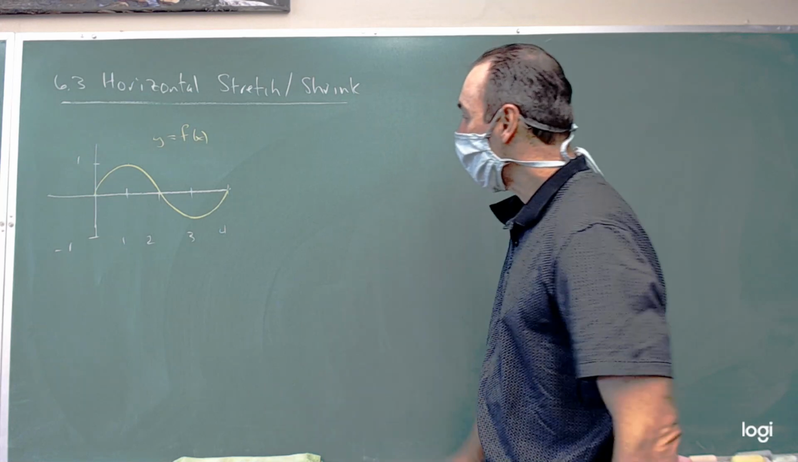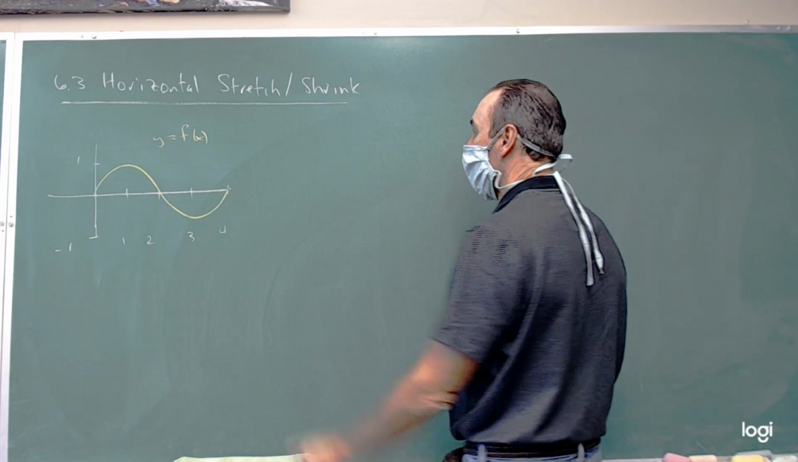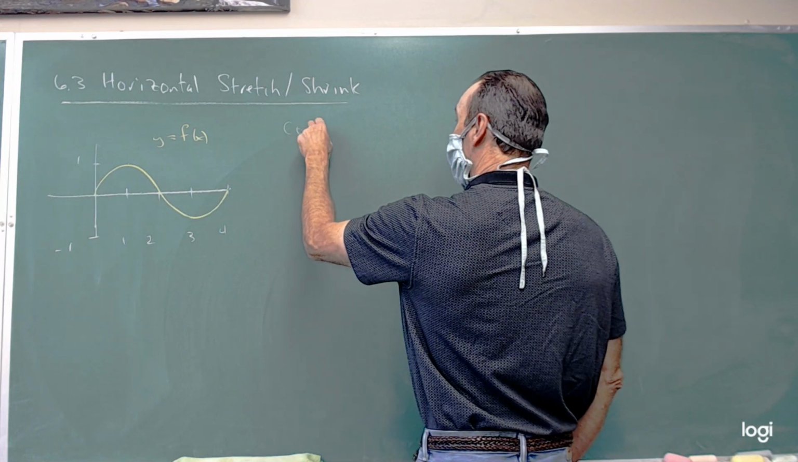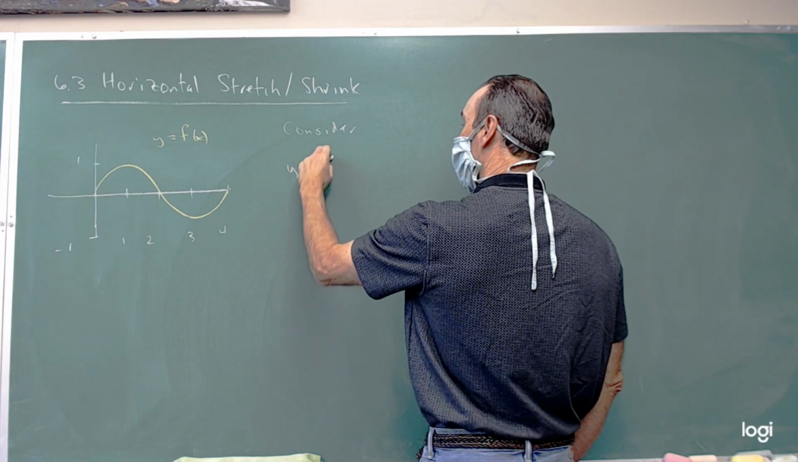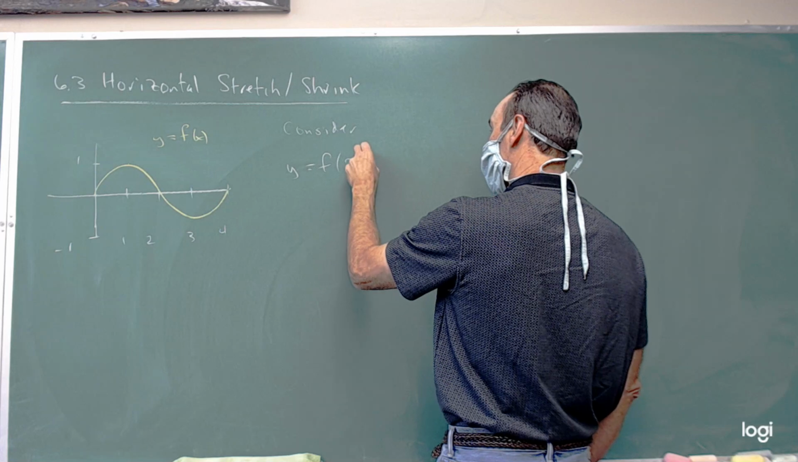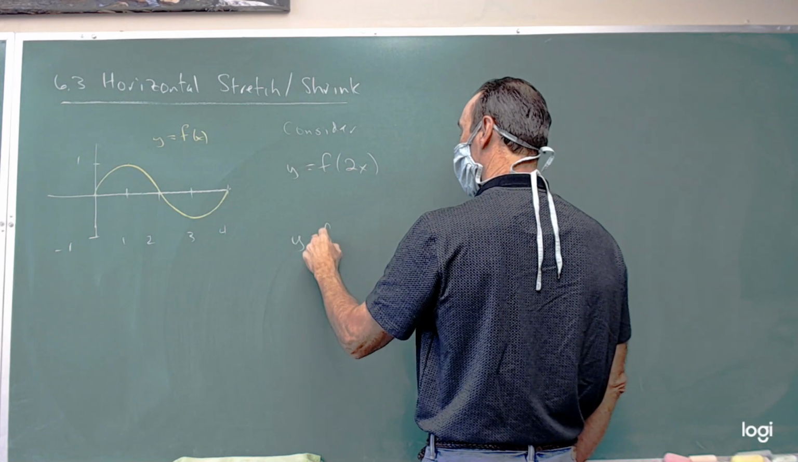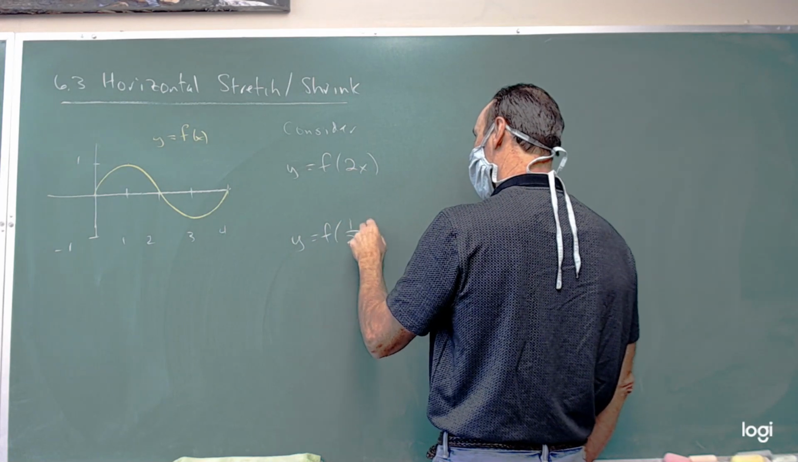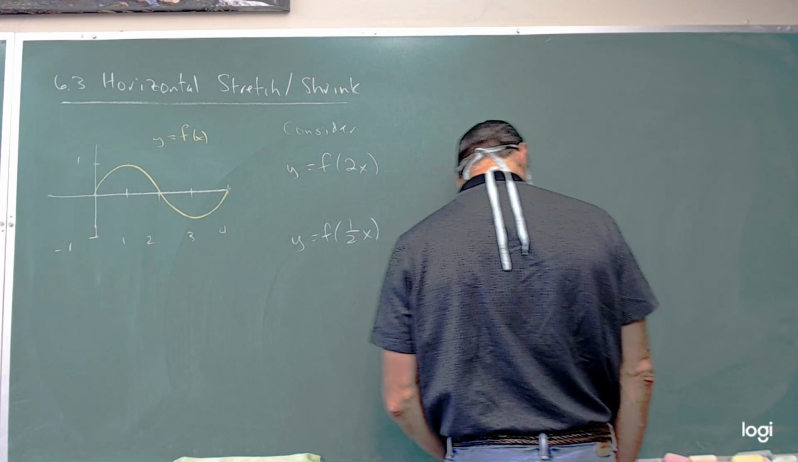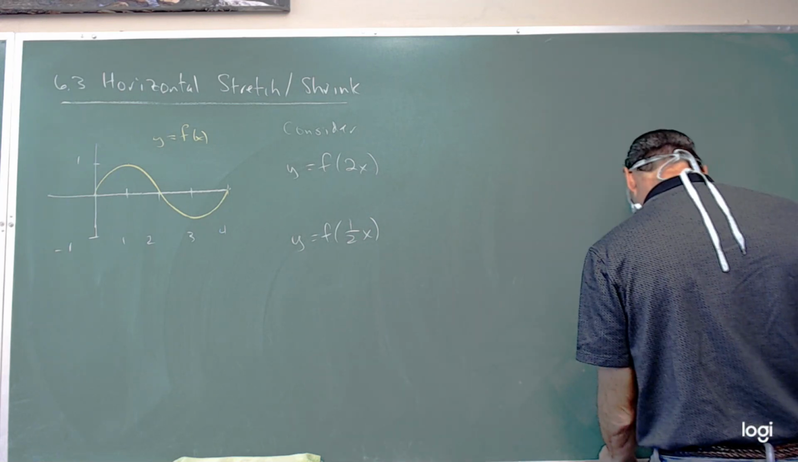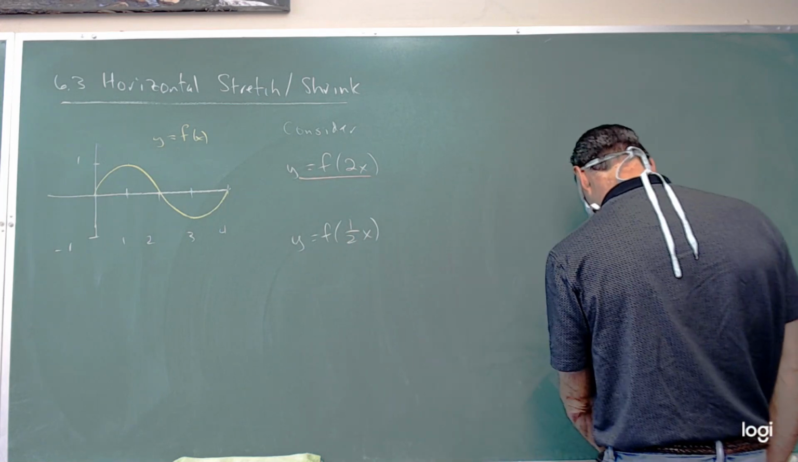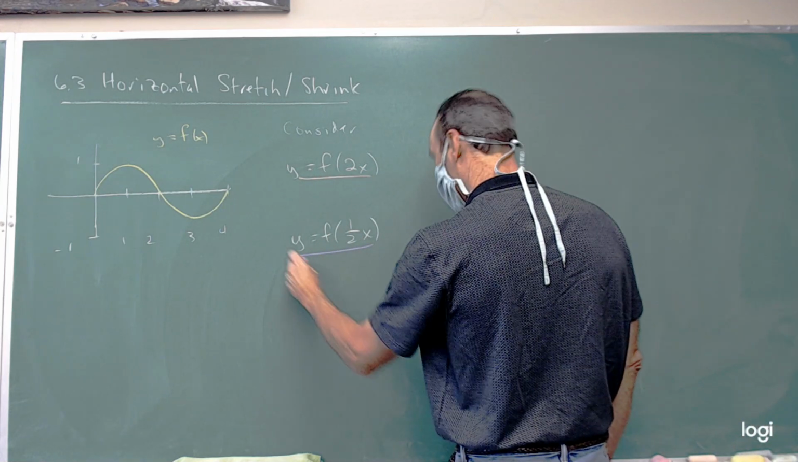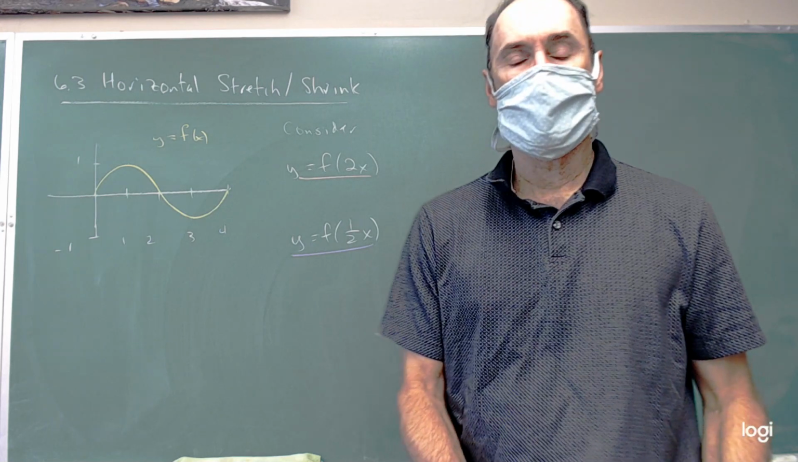So what we want to do is consider and compare and contrast y equals f of 2x and y equals f of 1/2 x. And maybe now put some colors to associate with this. So we'll do this one in orange, and we'll talk about this one as being our purple function here.